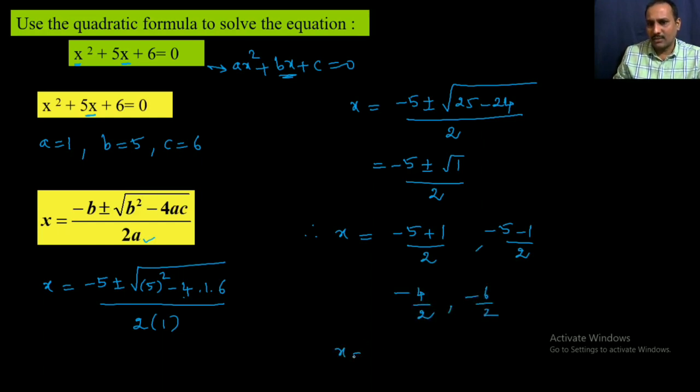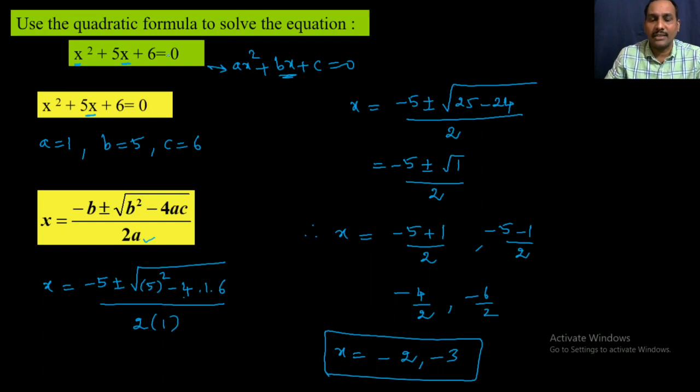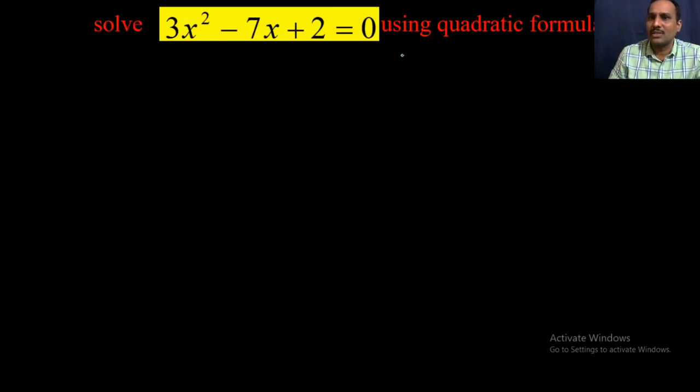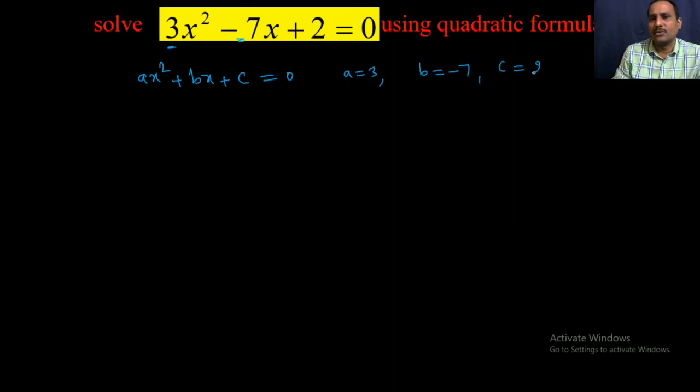So x is equal to minus 2 and minus 3. These are the roots of the quadratic equation x plus 2 equal to 0 using quadratic formula. Let us compare with ax square plus bx plus c equal to 0. So here a is equal to 3, b is equal to minus 7, and c is equal to 2.